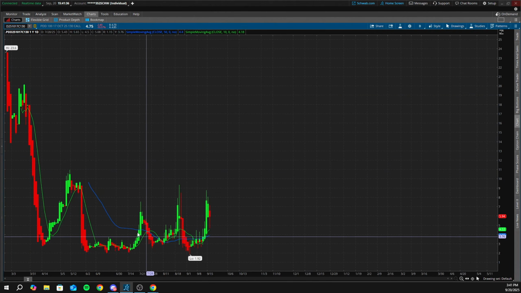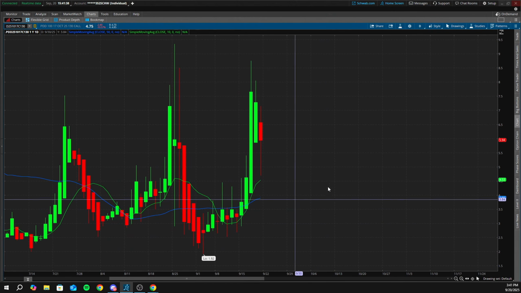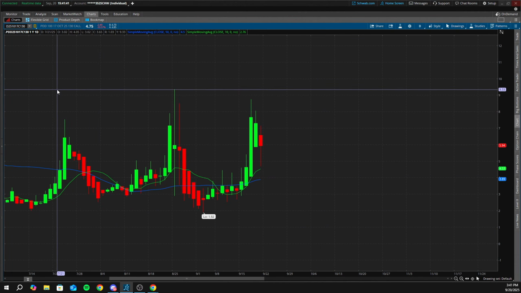PDD, this is another really good one that I like. You can see here, the 10 SMA is going above the 50 here on the monthlies. The strike's probably going to get changed because I'm not sure what it's at right now, but it's the same thing. The 10 SMA is crossing the 50.